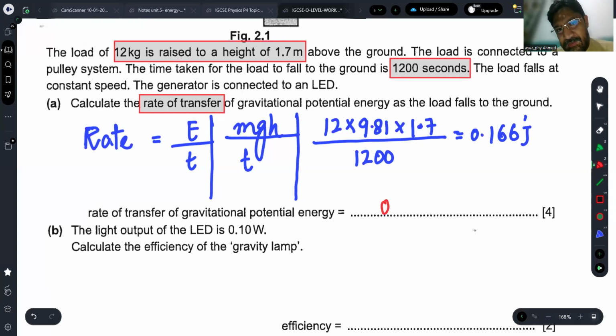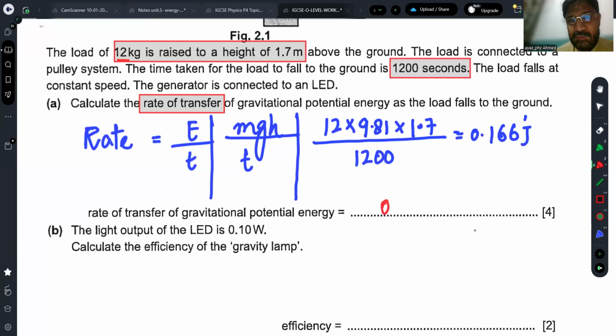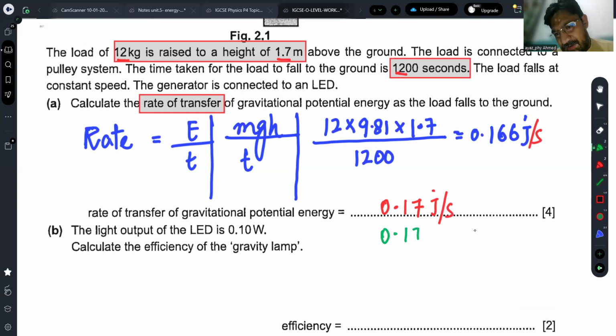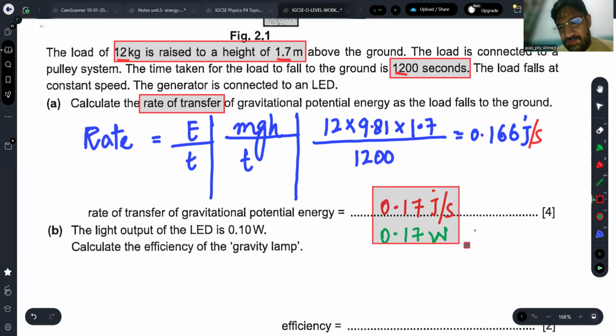So I will write the answer for A mark. What you have to do, you have to see that there are two significant figures all around. So it is also two significant figures. You will write 0.17 joules per second. Its unit will be joules per second. Or you can simply say that it is 0.17 watts. So both answers are correct for you. So here you will score 4 marks.